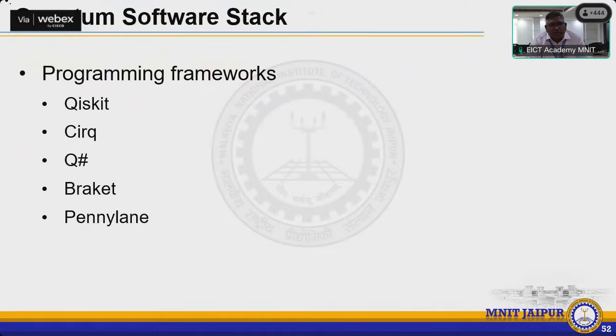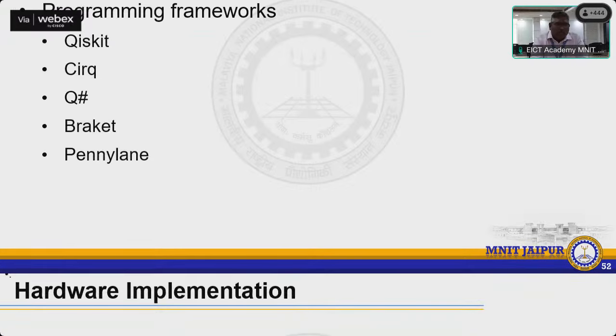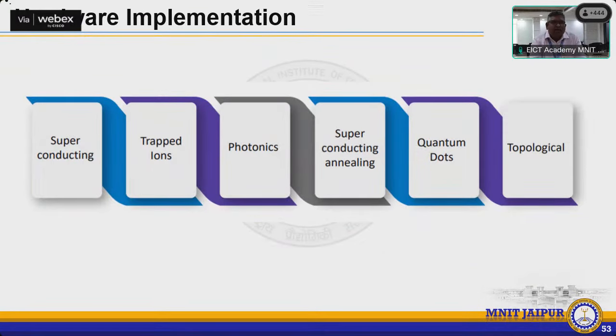And lastly, you have the quantum stack. The quantum stack is the different frameworks that we use: Qiskit, Cirq, Q-hash, Braket, and PennyLane. So they are all the quantum stack to interface with the quantum processor. So that's what we can look at.